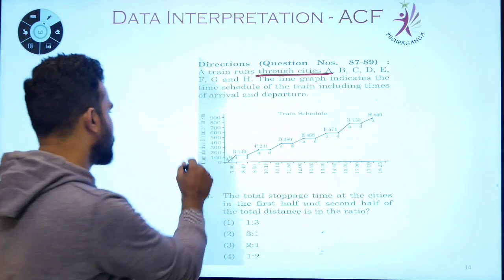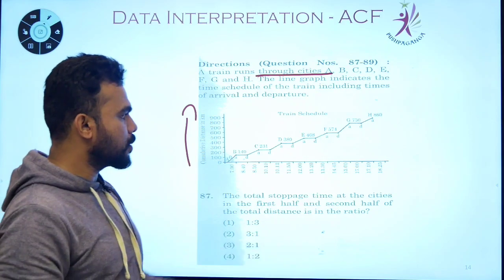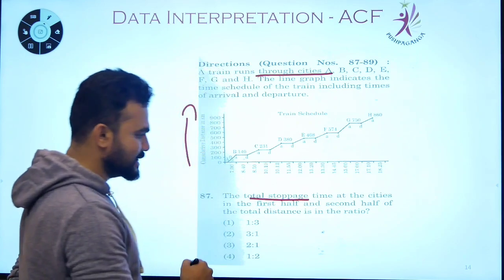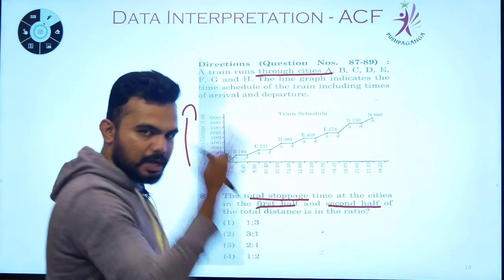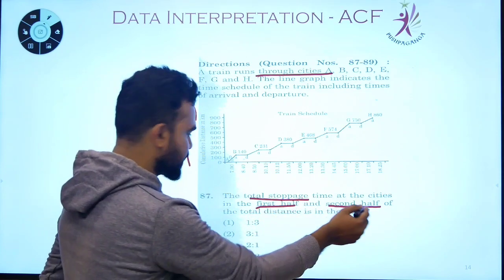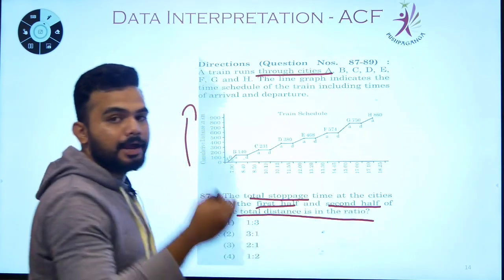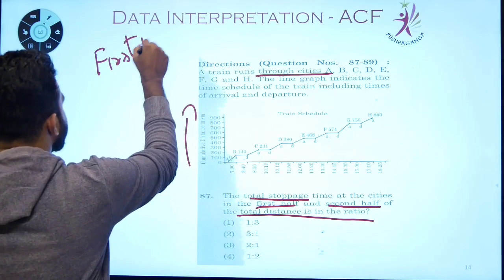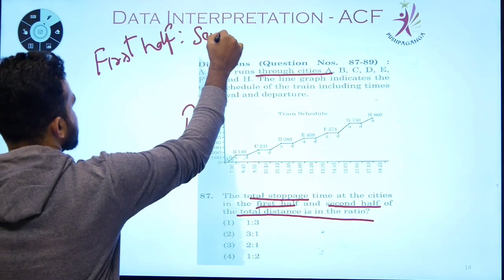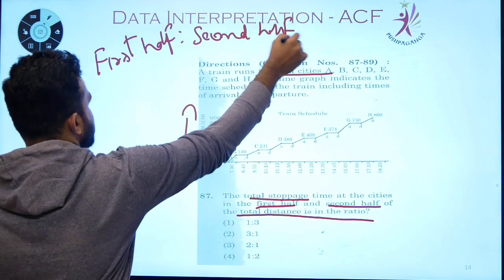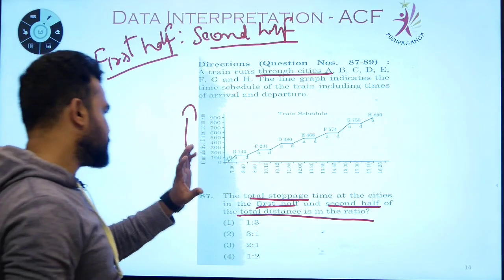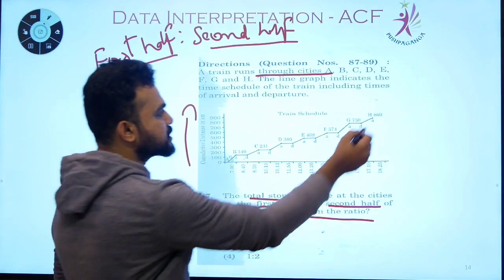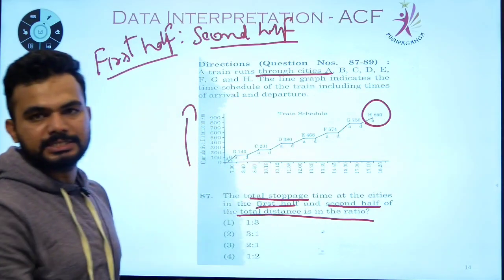Here he has given the cumulative distance. Now let's see what the question is. He says the total stoppage time at the cities in the first half and the second half of the total distance is in the ratio of what? He is asking us to calculate the ratio of the first half to the second half. Let's see what the total stoppages are. The total distance covered is 860.